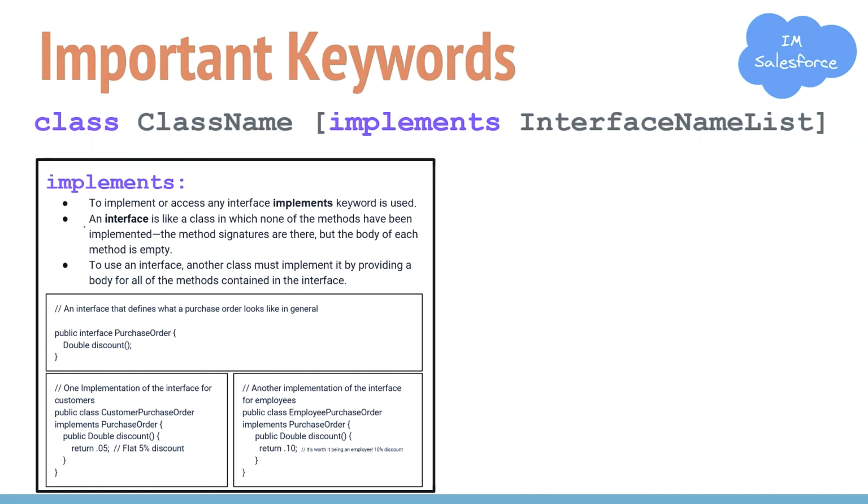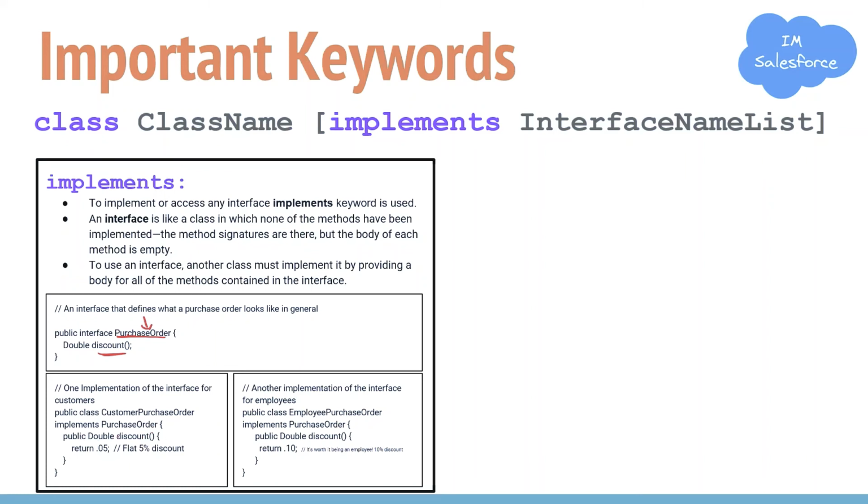Okay, an interface that defines what a purchase order looks like in general. For example, as you can see, this is our interface. The interface name is PurchaseOrder. There is a method, the return type will be double, and the name of that method is discount. Now this discount will be different for different users. One implementation of the interface, for customers, is a public class named CustomerPurchaseOrder, which implements this particular interface. There is only one method in it, and you have to implement that method in that class.